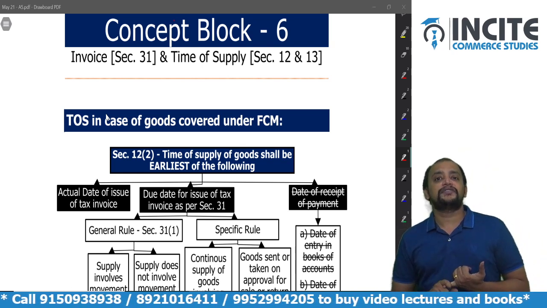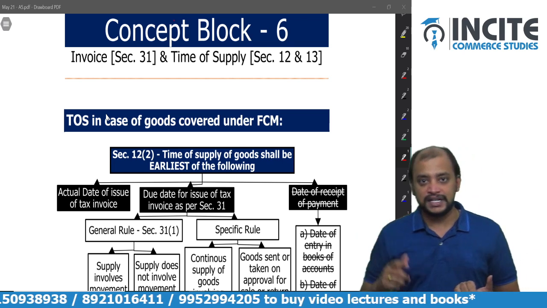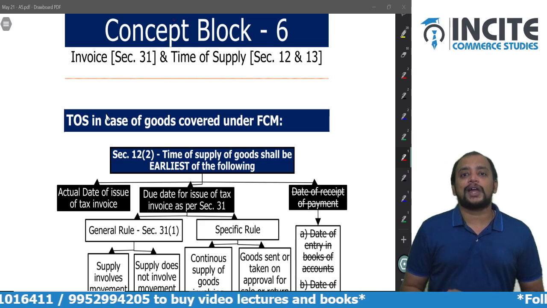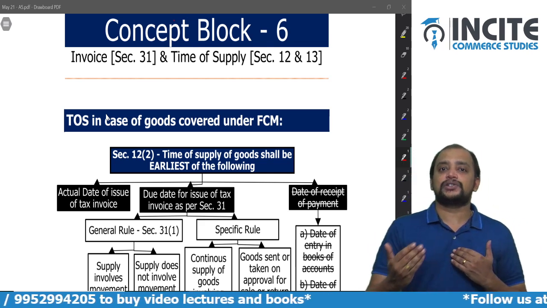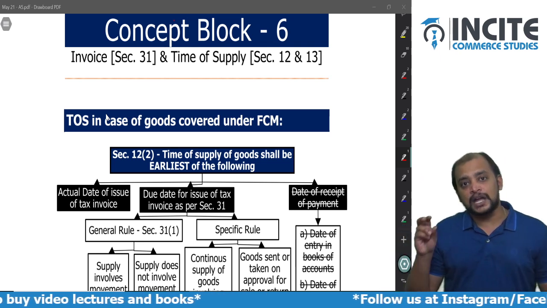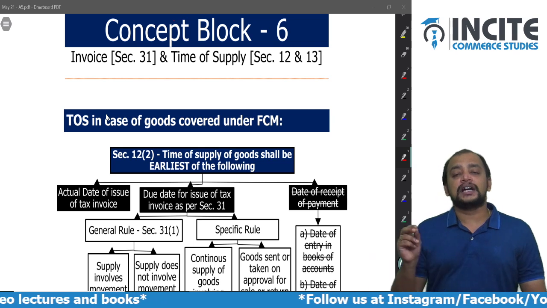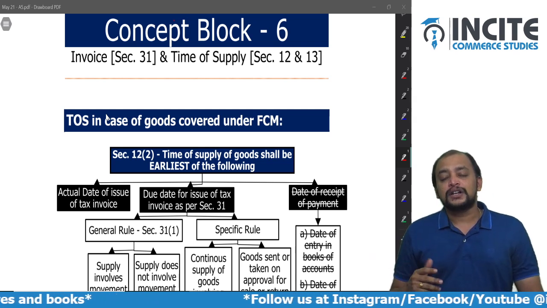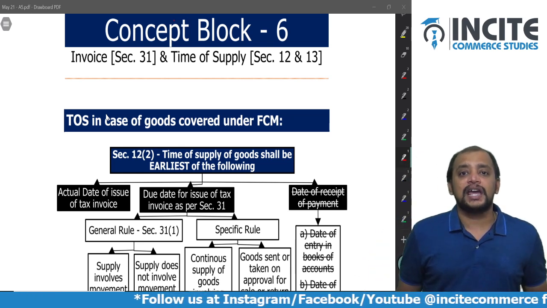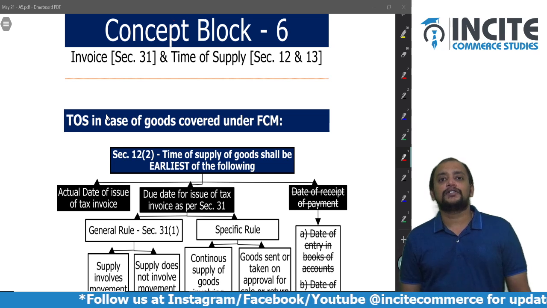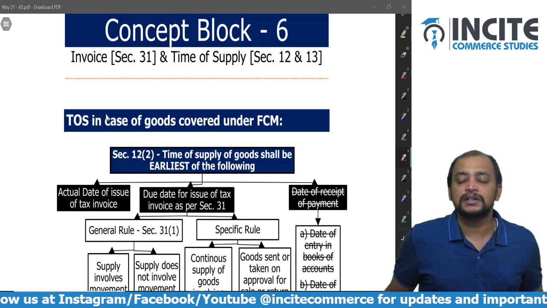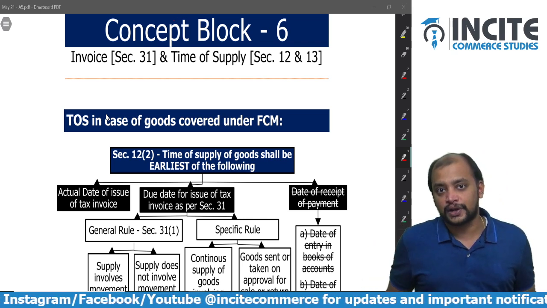So time of supply, first, is to determine the due date, which we already discussed. Second is to determine the rate of GST. The third objective of time of supply is to determine the exchange rate. Whenever the transaction is denominated in foreign currency, we need to find the time of supply for the transaction and convert into Indian rupees, using the CBIC rate for goods and the GAAP rate, generally accepted accounting principles rate, for services. This aspect we saw in valuation, the value of supply.